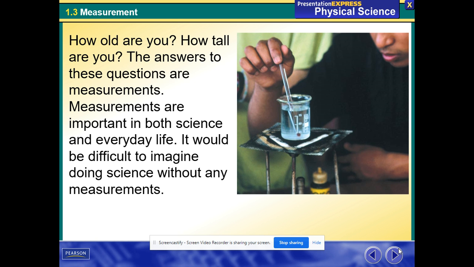We learned how to measure volume in a graduated cylinder. We've also learned how to measure temperature using a thermometer. And even in this past lab, we measured time using a stopwatch.